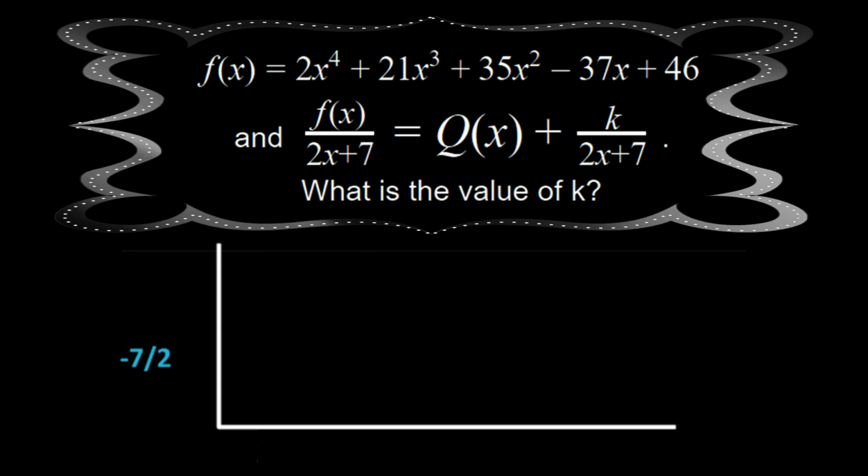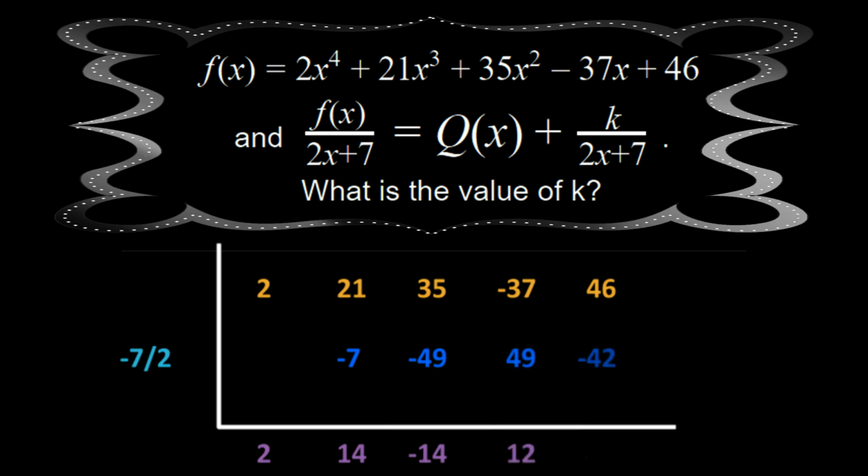We'll now write out the coefficients of f of x. We'll drop the first coefficient, multiply it by negative 7/2. That gives us negative 7. We'll add negative 7 to 21, which gives us 14, and then we'll multiply 14 by negative 7/2, which yields negative 49. 35 minus 49 is negative 14, and we'll repeat this pattern until it's completely filled out.